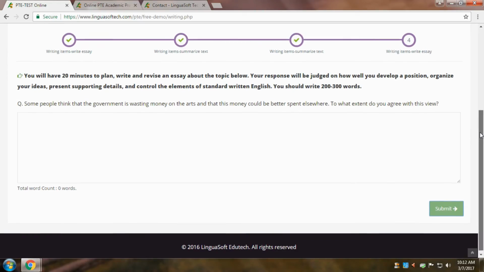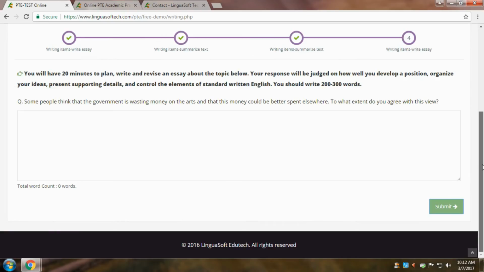And apart from this, there are few things which I think you should definitely consider when it comes to the PTE writing part 2. As you can see on a screen, there is a question which says, some people think that the government is wasting money on the arts and that money could be spent elsewhere. To what extent do you agree with this view? Now, this is the type 1, that is agree disagree type of question.